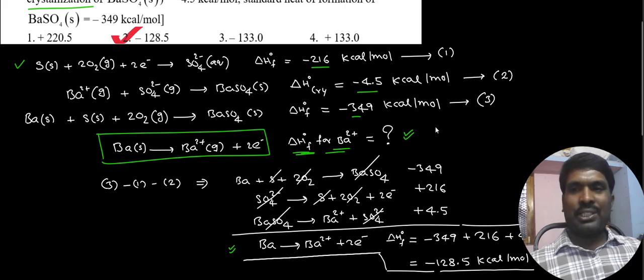So among all the 45 questions from NEET 2025, this is somewhat difficult. Okay, so somewhat tricky question. Now moving to next question.